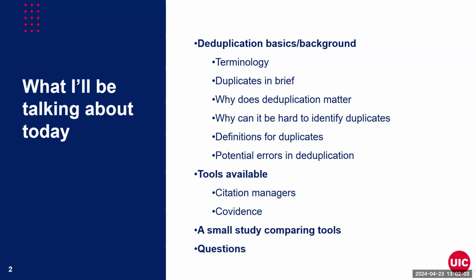So I just want to do a general overview of what I'm going to be talking about today. I'm going to talk about deduplication basics and background, some terminology, briefly going over what duplicates are, why it matters, why it can be hard sometimes to identify duplicates, definitions for duplicates, and potential errors in the deduplication process. And then I'm going to spend a good chunk of time on tools available, citation managers and Covidence, looking at different screenshots of these tools and how they work and function. Talking about a small study that we did within the library, comparing some of these tools, and then have time at the end for questions.